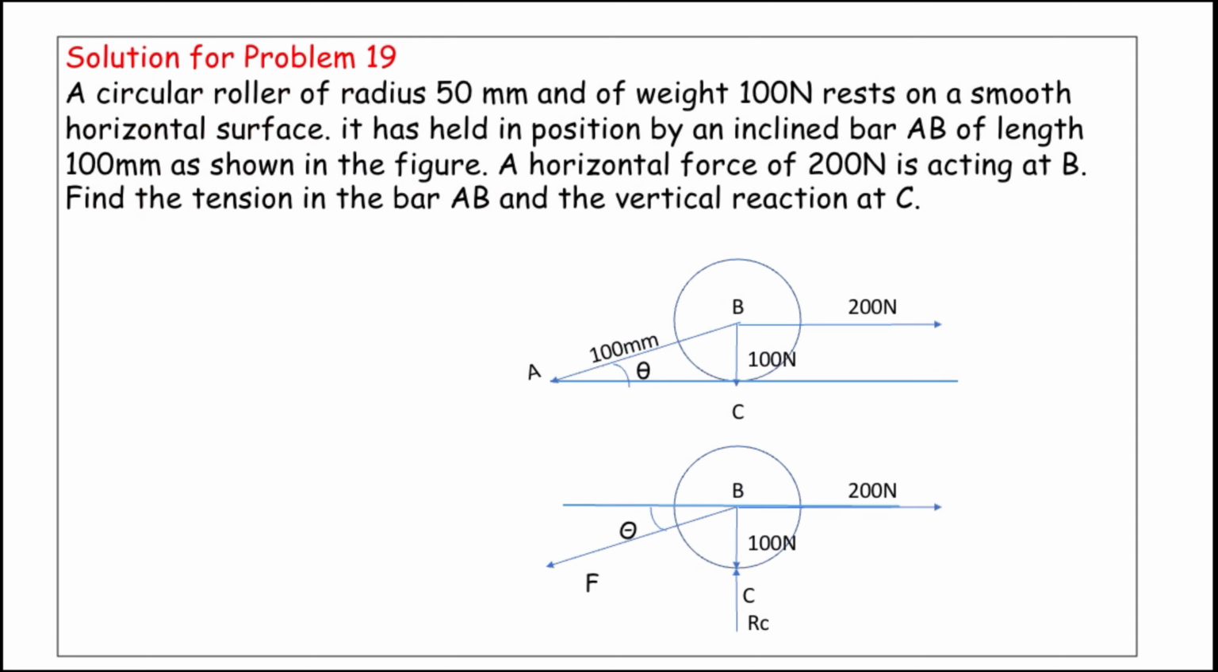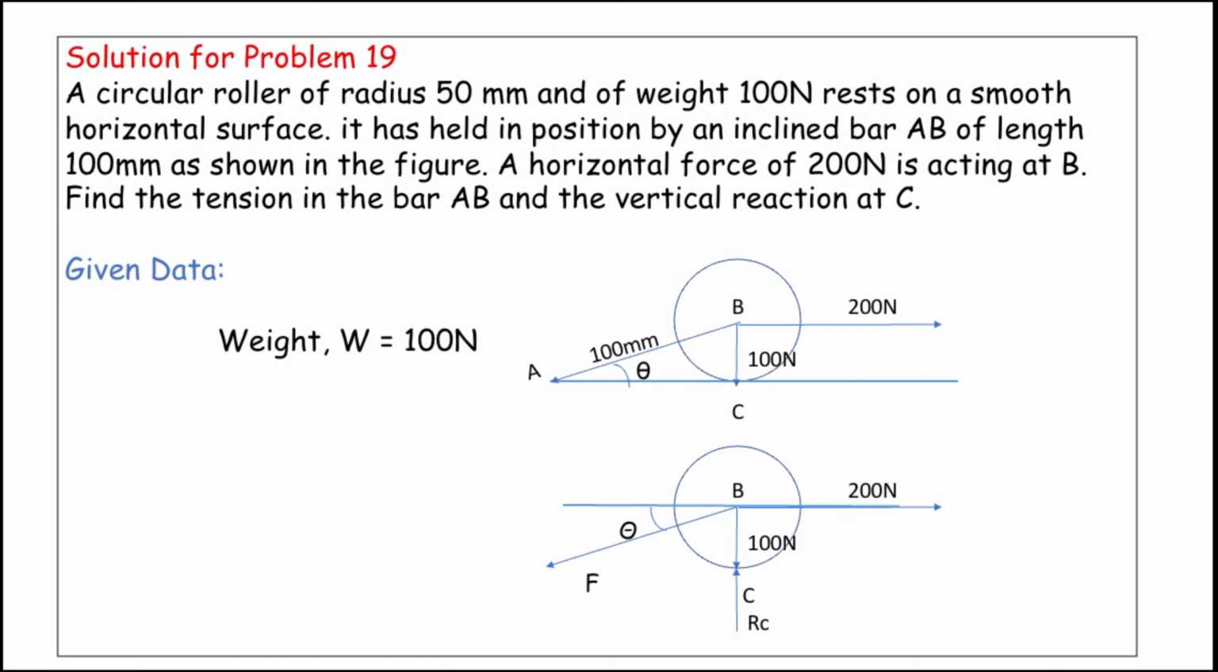Now, due to the horizontal force, the bar AB has become tensioned. So, we have to find the tension of the bar and the vertical reaction at point C. So, see the given data.